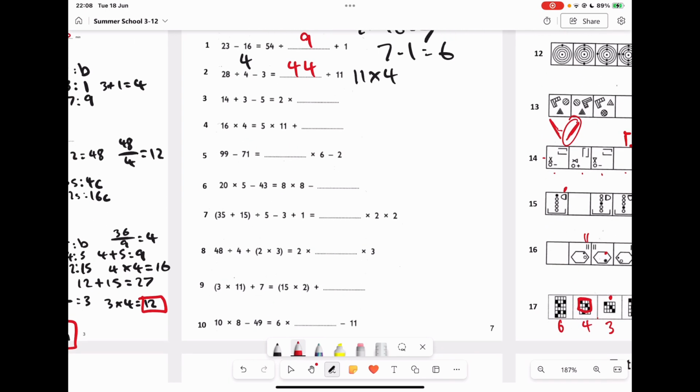Next, question 13. 14 plus 3 minus 5 is equal to 2 times something. Well, considering BODMAS, we do addition first, so 14 plus 3 is 17, minus 5 is 12. I'll just write this in black. And then 2 times something is 12, so the answer is 6. Now I'll write that in red.